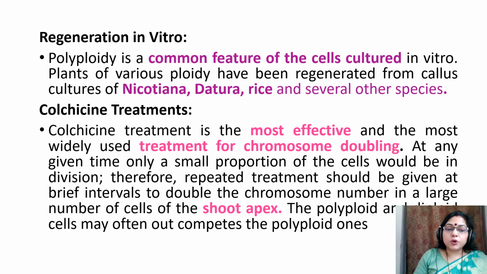Colchicine treatment. Colchicine treatment is the most effective and the most widely used treatment for chromosome doubling. At any given time, only a small portion of the callus would be in division. Therefore, repeated treatment should be given at brief intervals to double the chromosome number in a large number of cells of the shoot apex. The diploid cells may often outcompete the polyploid ones.